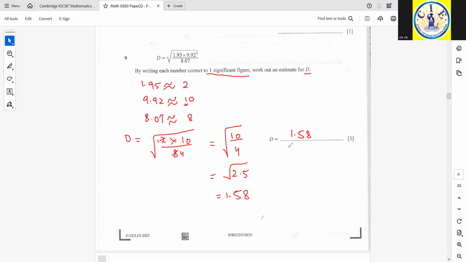And if we give the answer as an estimate up to one significant figure, it could be 2, because this digit is 5, so I'm going to round off 1.6. So 1.6 would give the answer to one significant figure as 2.